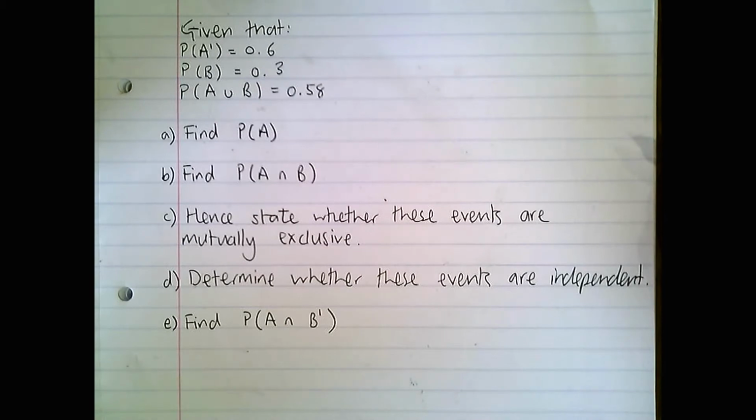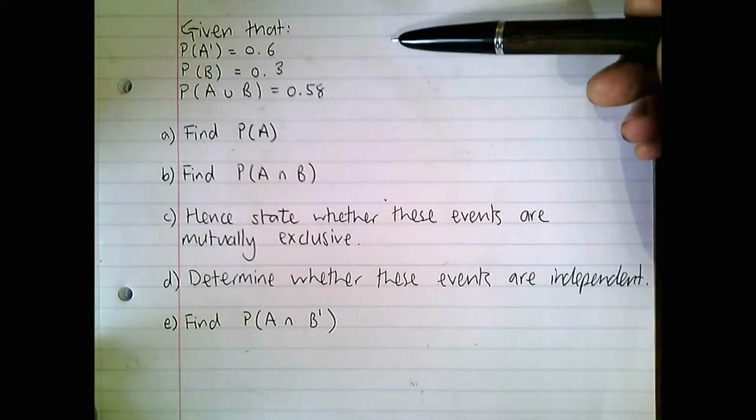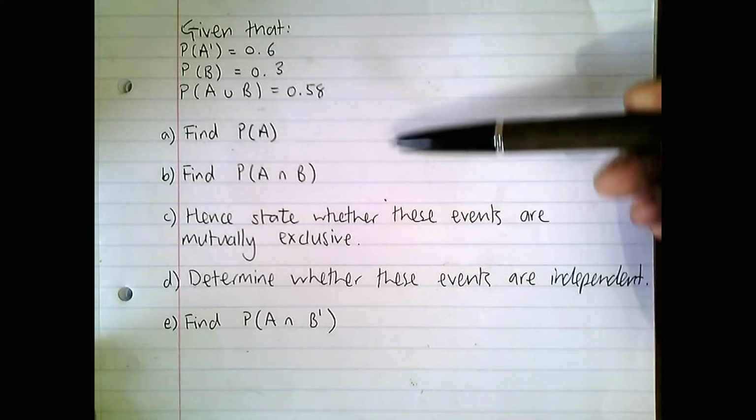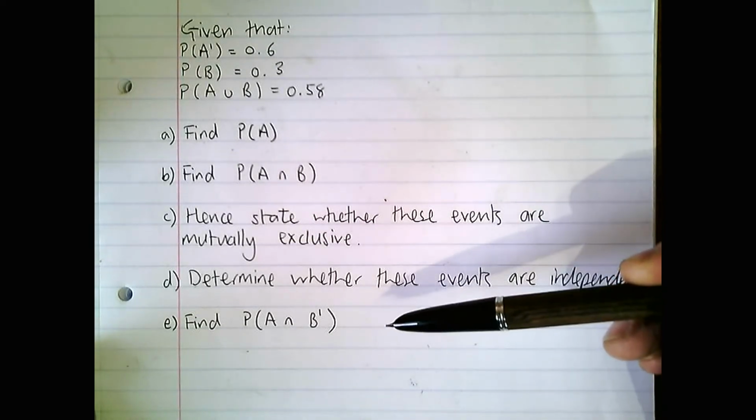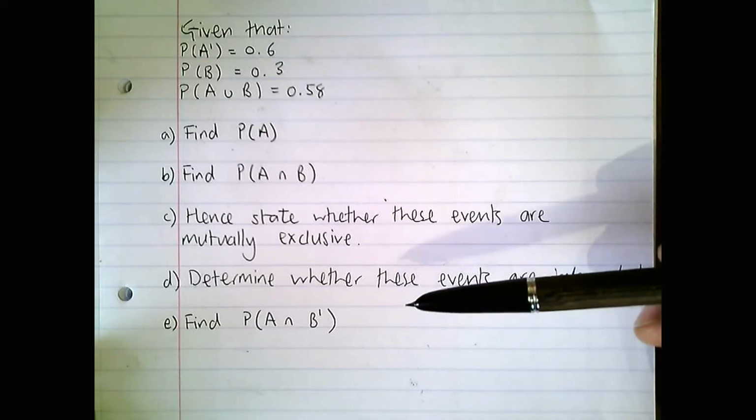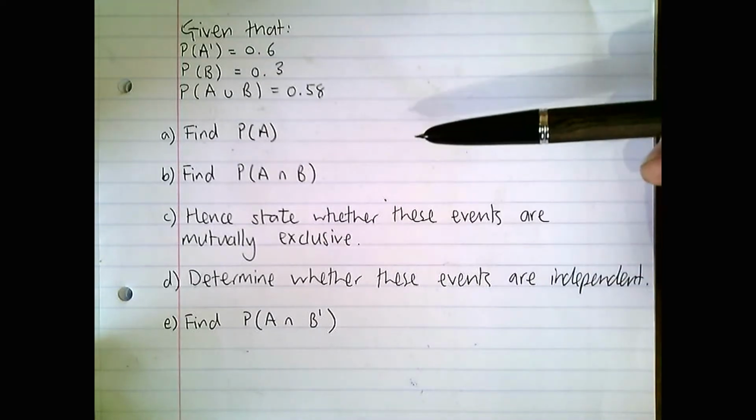So, some really key things, some very simple things. What you always need to do is look at the information that you're given, look at the questions that you've got, and start trying to think about how you can use some of the probability laws in order to be able to work out what it is you're asked to find.